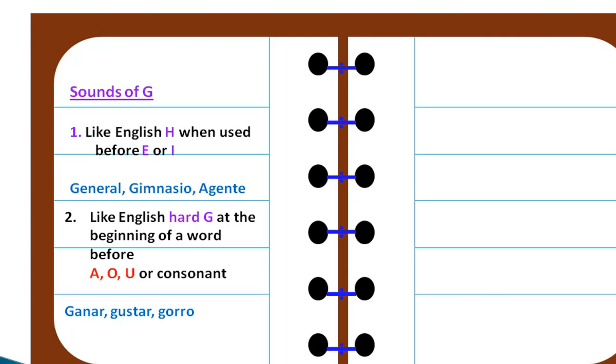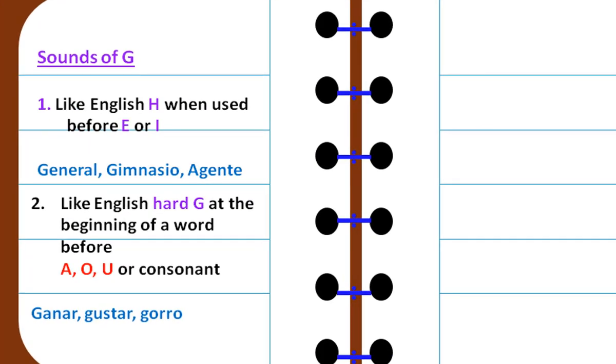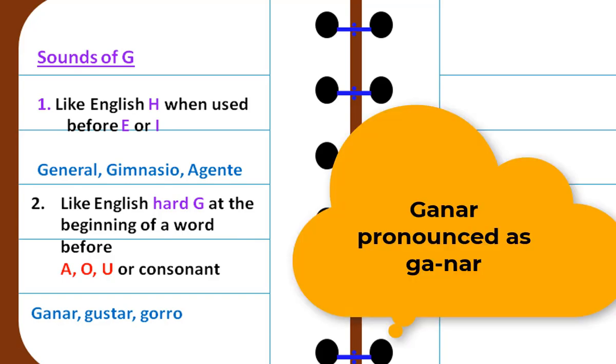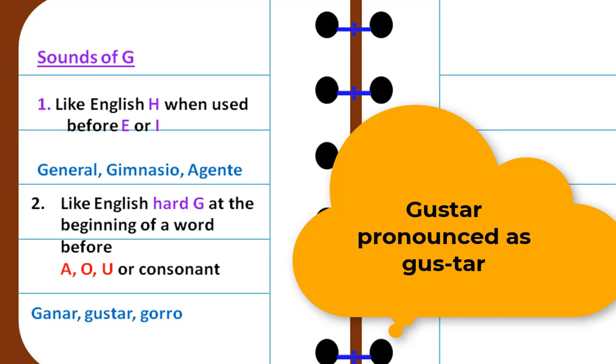So let's look at a few examples. We have a word over here which means to win. Let's break it down into syllables. It's a two syllable word. It sounds like English hard G because A is present after G. So it becomes ga, nar, ganar, which means to win.